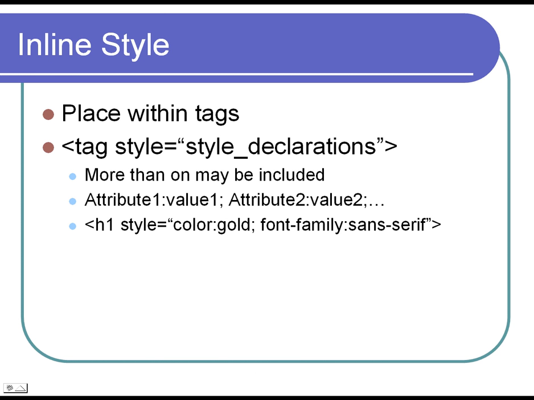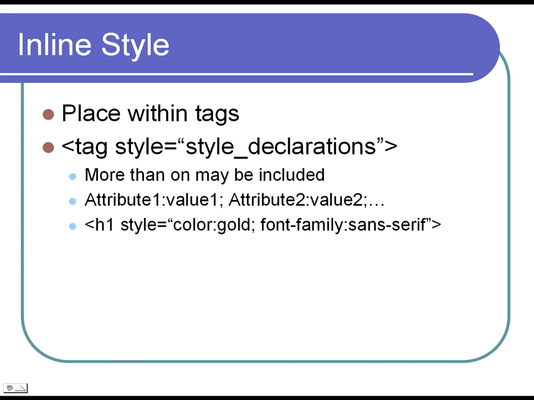Let's talk about inline style for a second. Very simply done. You place it within any of the tags. You'd have some sort of a tag, you'd put style equals, and then one of the style declarations. You can include more than one by separating with semicolons. And basically the style declarations are done by having the attribute first, a colon, and a value. And then if you wanted more than that, semicolon, attribute, colon, value, so on and so forth.